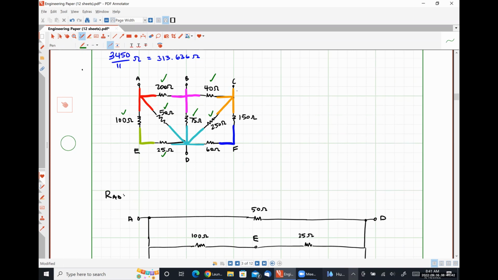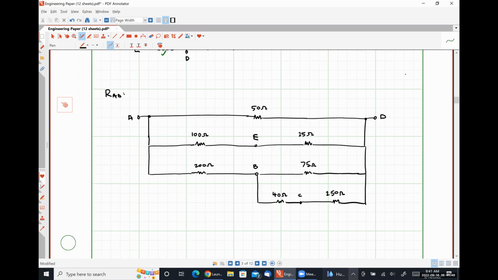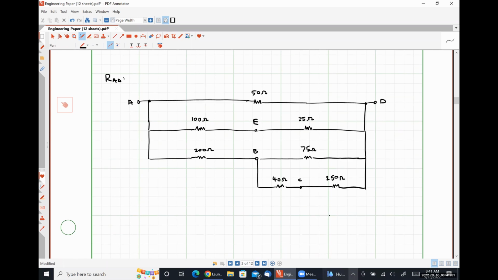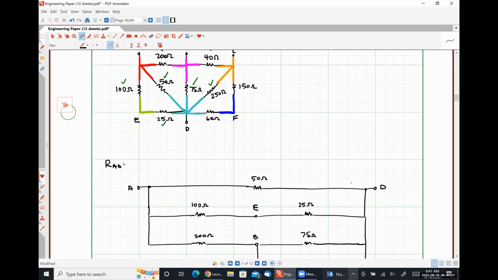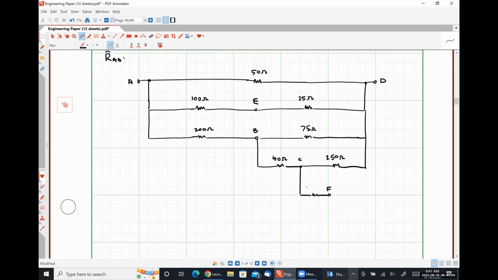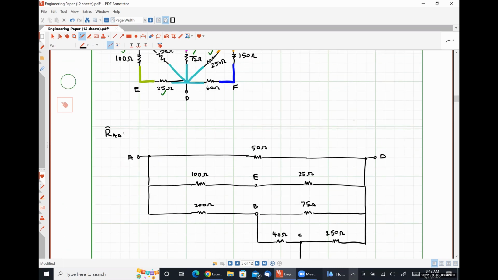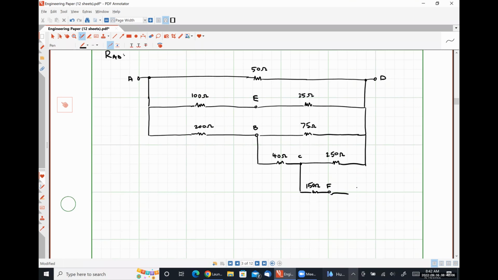And we could go from C to D alternatively by going from C to F to D. So let's put F here. And C to F is the 150 ohm resistor. And then from F to D is the 60 ohm resistor.